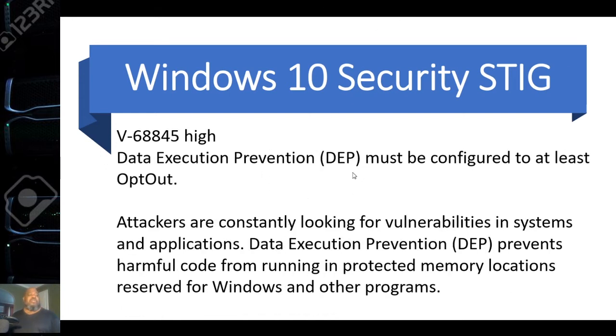Data Execution Prevention (DEP) must be configured to at least OptOut. Attackers constantly look for vulnerabilities in the system and applications. Data Execution Prevention prevents harmful code from running in protected memory locations reserved for Windows and other programs. So this actually helps block programs in memory from being executed by someone else.